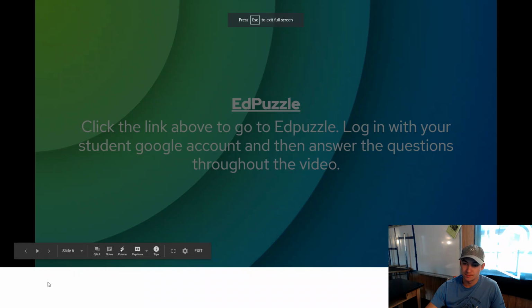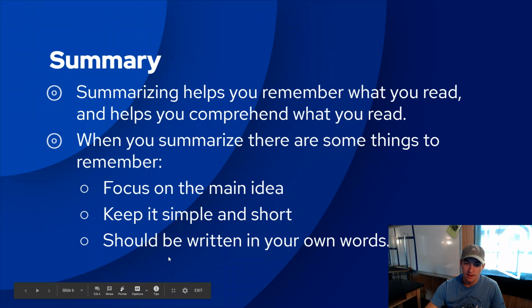Then this is the part that I'm leaving in the slide so you can review it, but I'm actually right now going to go ahead and go over this with you so that if you're confused, you can watch my video so that I will explain it to you so that hopefully you can understand it a little better. So summarizing helps you remember what you read. That's why you do it.